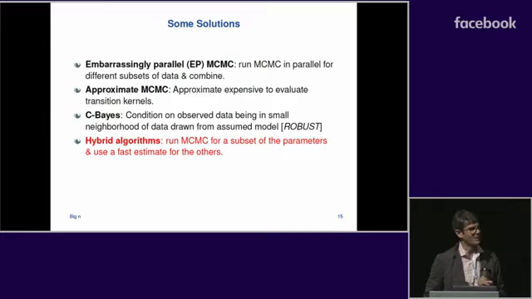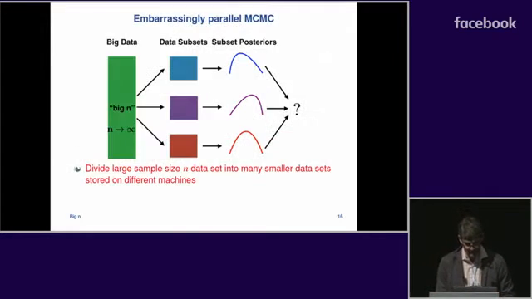Something I find really promising as well is hybrid algorithms. Instead of running MCMC for everything, maybe we can use some sort of fast estimate for some of the parameters and then run MCMC for a subset of the parameters. We've had a lot of luck with this type of method, making it very scalable for very flexible models. You can scale as well as state-of-the-art lasso algorithms for very complicated problems by doing a bit of optimization and then sampling for the rest.